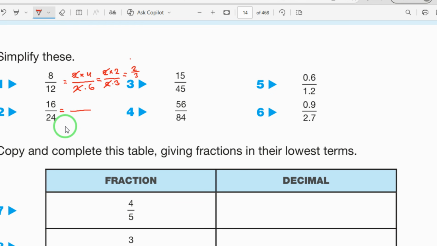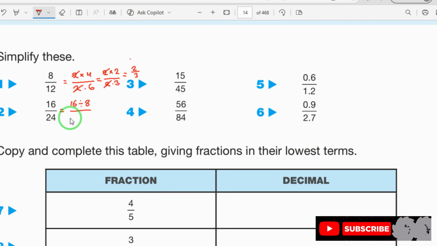Also you can use the second method. Instead of multiplying, we use the properties of fractions. We can divide both numerator and denominator by this common factor. Here we can write 16 divided by 8, and also 24 divided by 8.